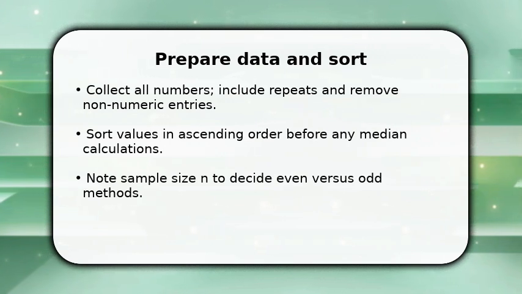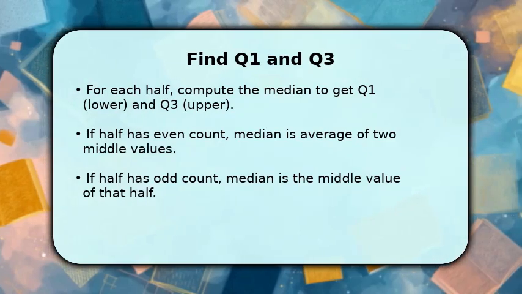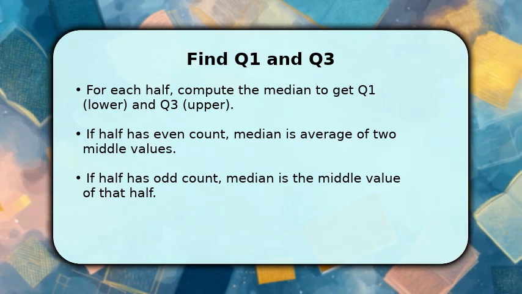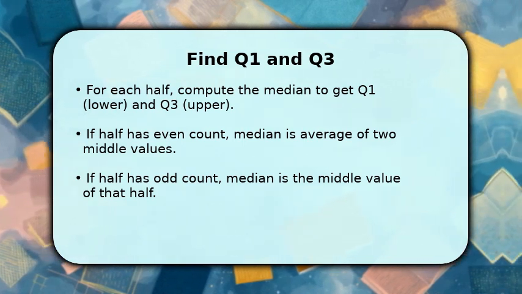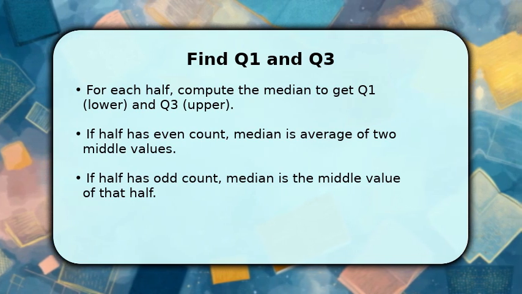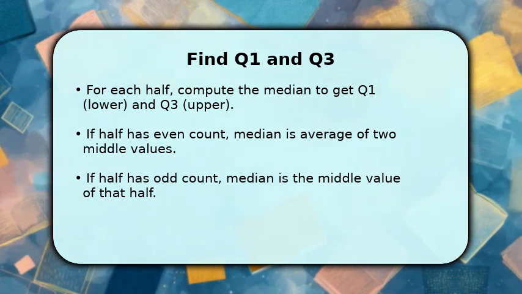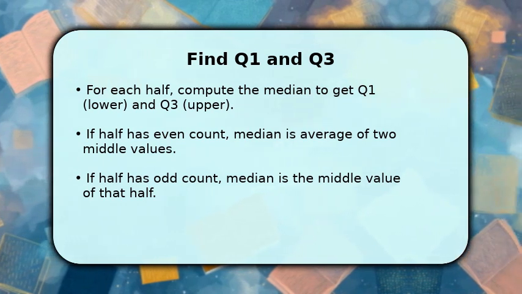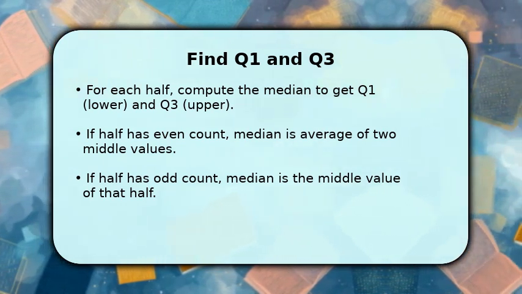Make sure sorting is exact. Small errors here will shift quartiles. Now compute the medians of the lower and upper halves to obtain Q1 and Q3. If a half has an even number of values, take the average of its two middle numbers. If odd, take the middle number directly. For example, in a lower half of 5 numbers, the third value is Q1. In a half of 6, average the third and fourth.